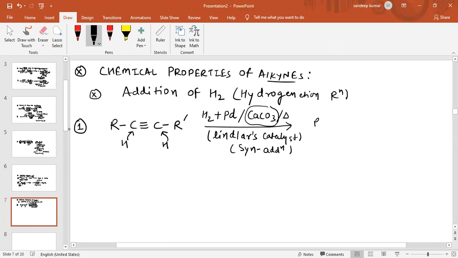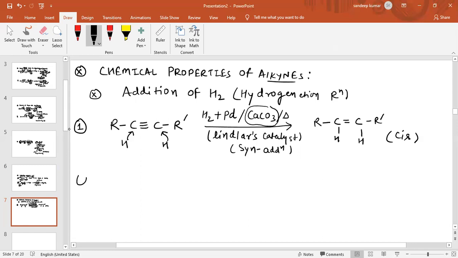So the product obtained is R, C double bond C, R dash, with a hydrogen atom and a hydrogen atom. This product obtained is basically the cis form of the product.